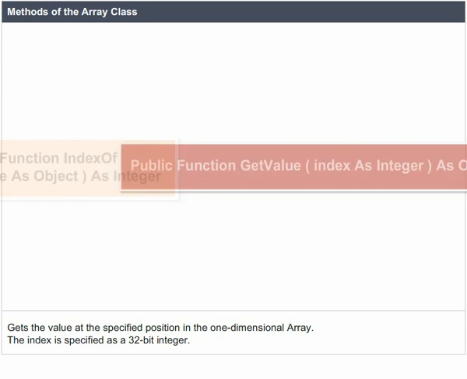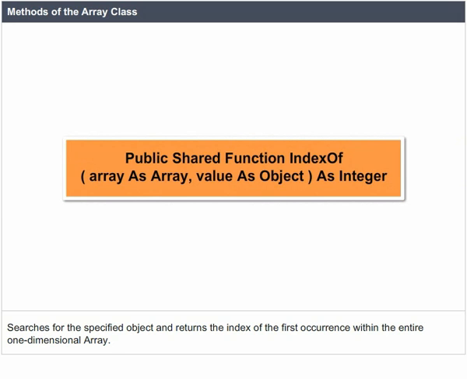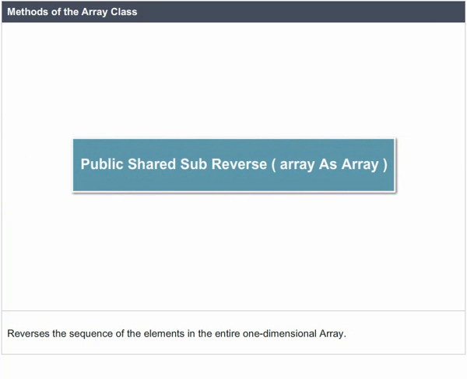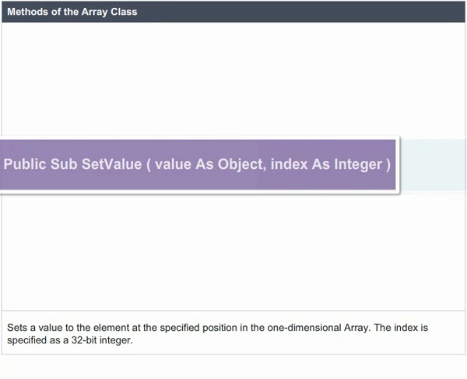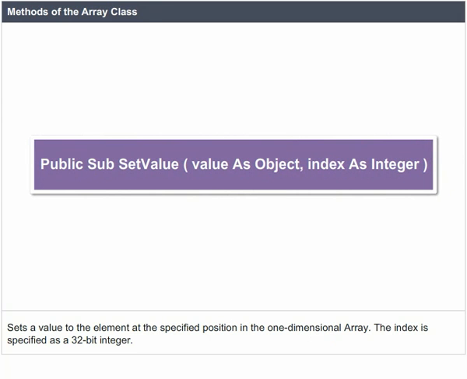Searches for the specified object and returns the index of the first occurrence within the entire one-dimensional array. Reverses the sequence of the elements in the entire one-dimensional array. Sets a value to the element at the specified position in the one-dimensional array. The index is specified as a 32-bit integer.